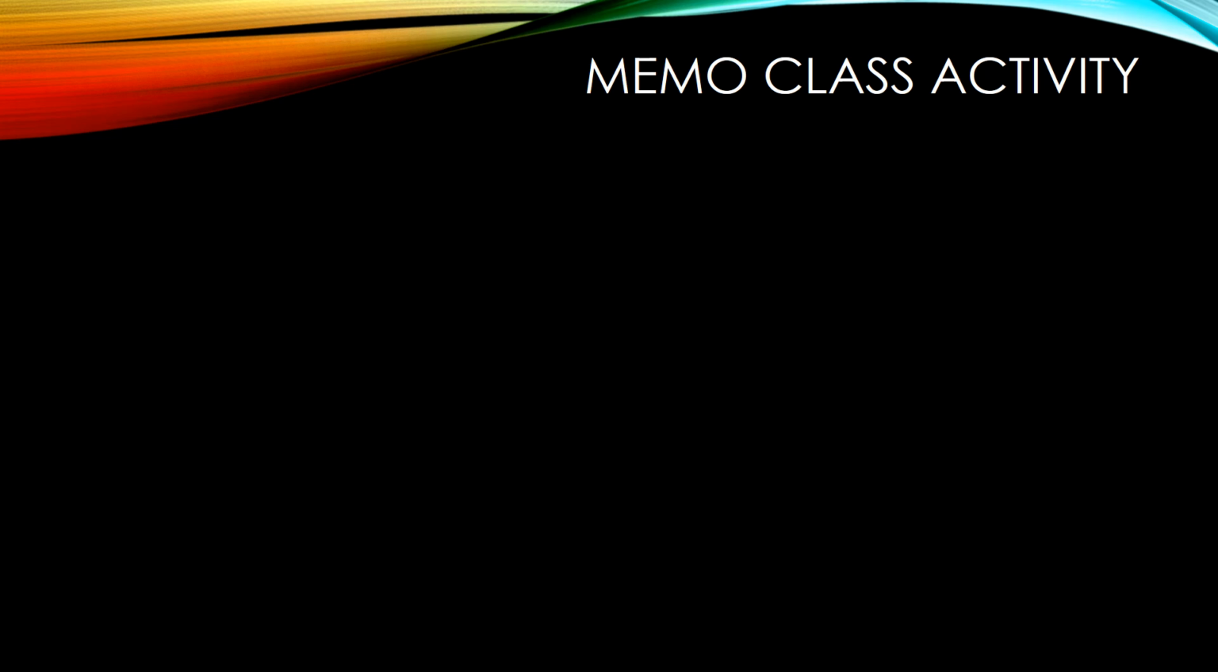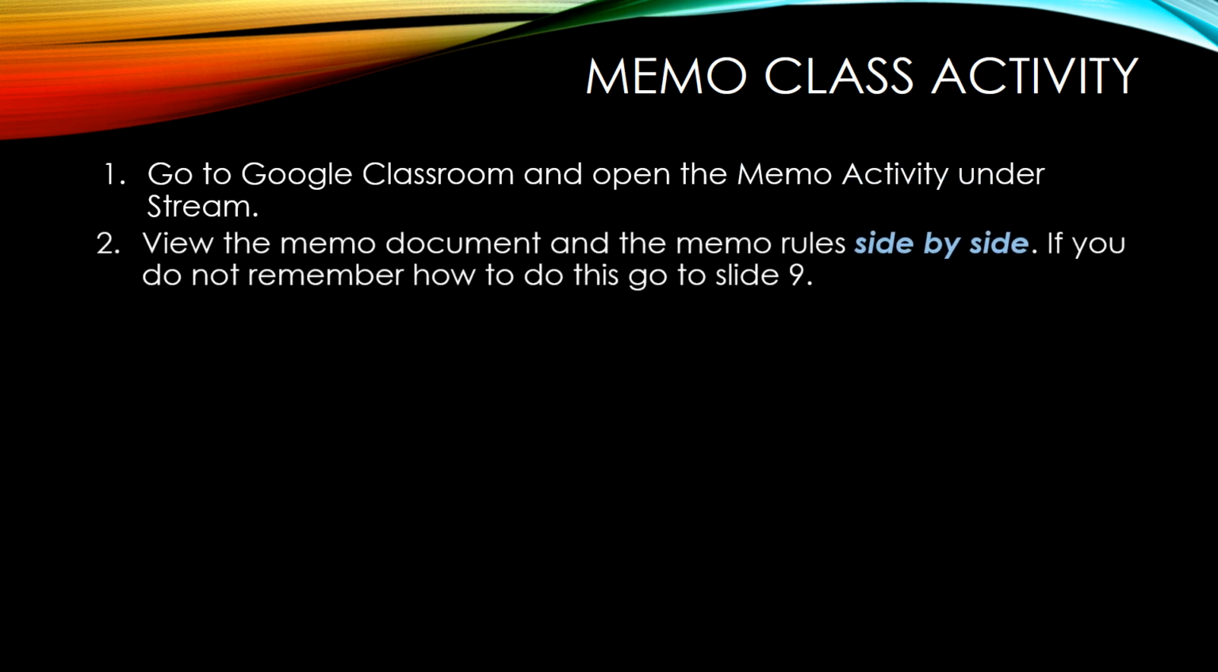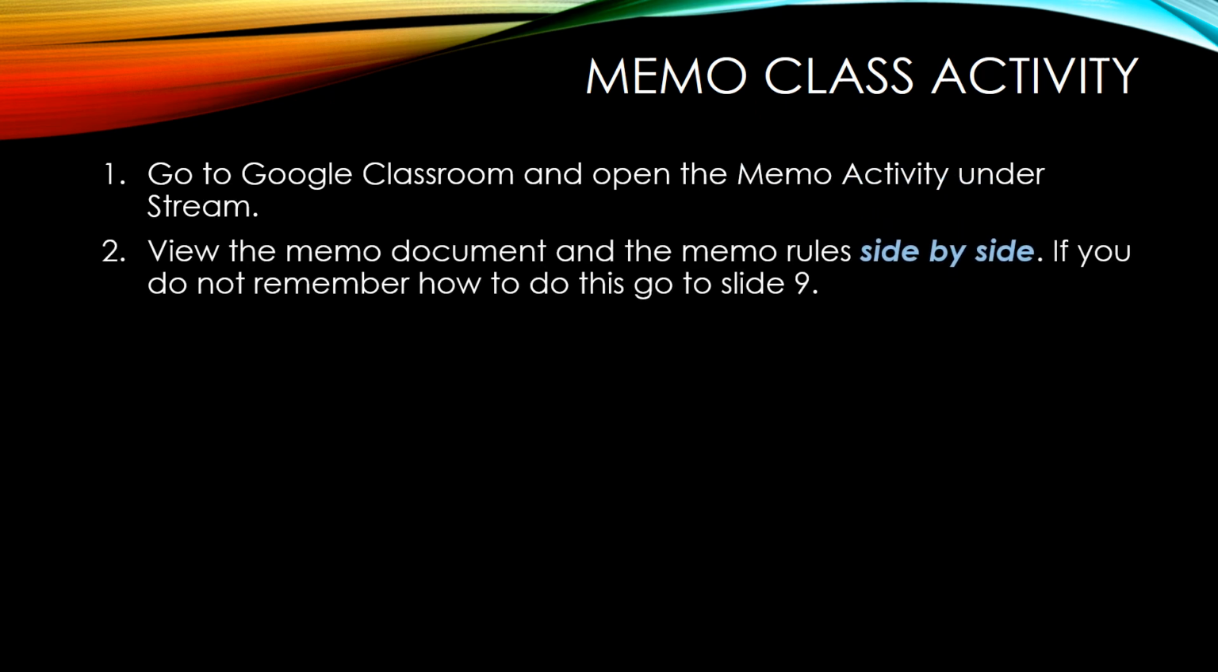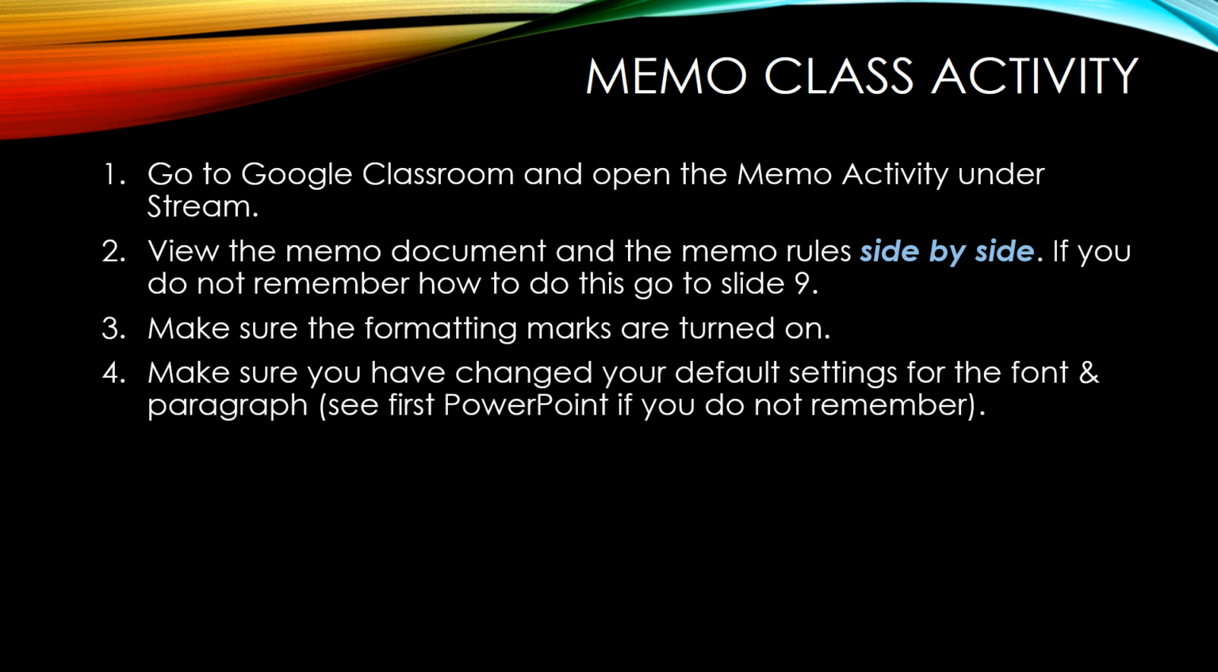It is now time to start your memo class activity. Go to Google Classroom and look for the memo activity that is given to you underneath the Stream tab. View the memo document, activity, and the memo rules side by side. If you do not remember how to do this, go to slide 9. Make sure the formatting marks are turned on. Make sure you have changed your default settings for the font and paragraph.